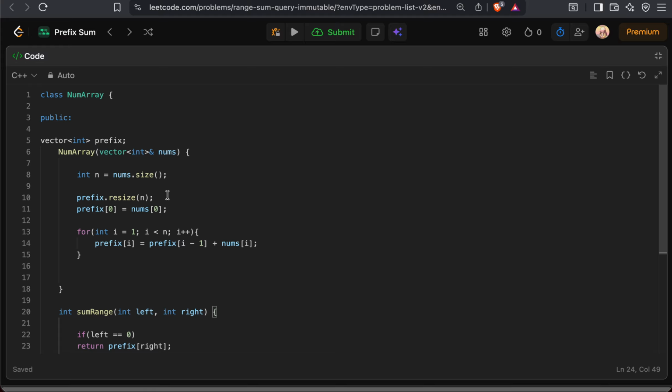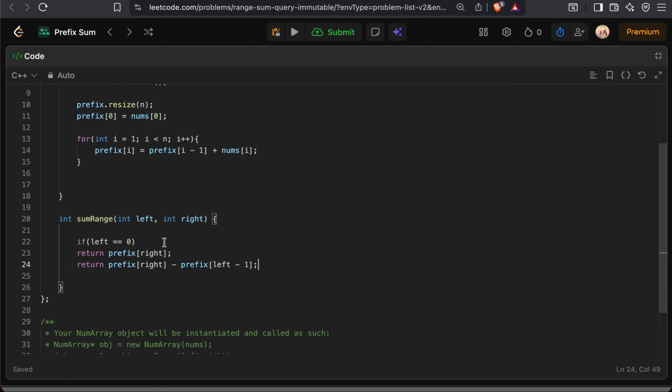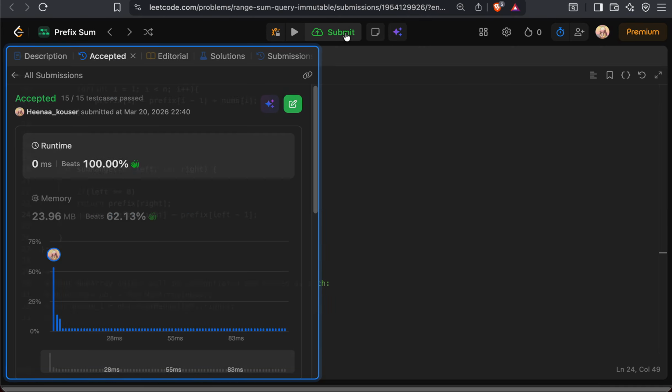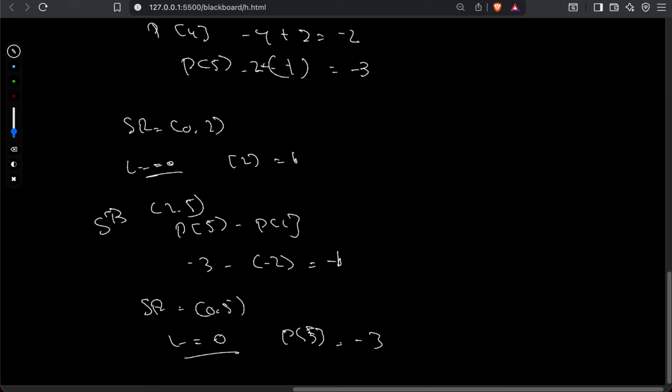Very simple. The time complexity of building the prefix is big O of n, and space is big O of n. For each query, time is big O of 1. Okay, that was super fast. That's all. So this is the full code.